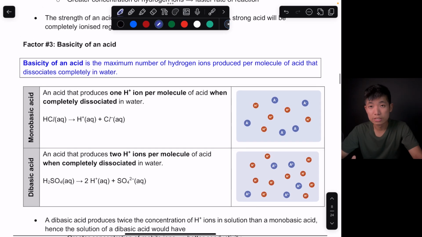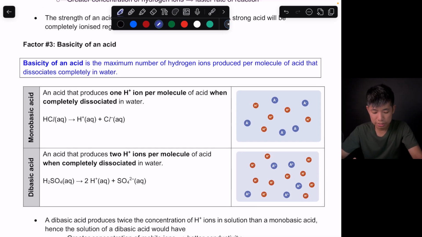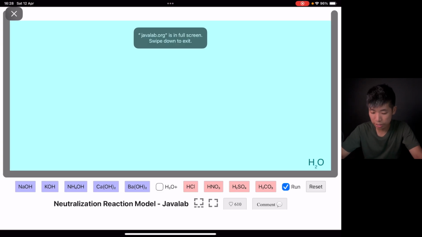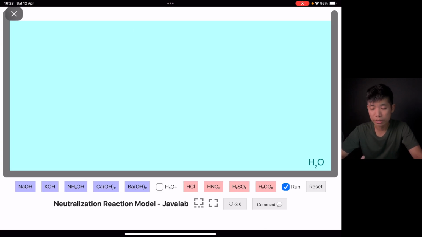The last factor is called basicity. The basicity of an acid is the maximum number of H+ ions per molecule of acid that dissociates completely in water. What does that mean if we look at the simulation? HCl is known as a monobasic acid. That means one molecule of HCl gives you one H+ and one Cl-. Likewise, nitric acid is also a monobasic acid because every molecule of nitric acid gives you just one H+ ion.